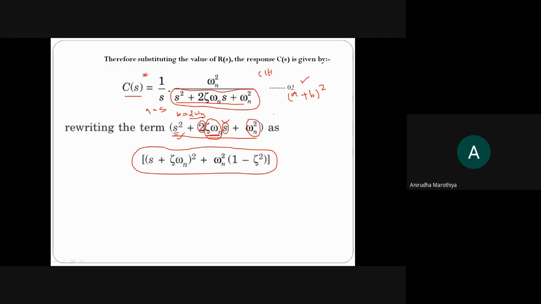So what do we need to do? We need to add (zeta omega n) whole square in this particular term. Because we have added (zeta omega n) whole square in this expression, which is not available, definitely we need to provide the same magnitude but opposite sense. So we need to add plus (zeta omega n) square in this expression, and at the same time, we need to subtract (zeta omega n) whole square from the same expression. That means you have to add plus (zeta omega n) whole square, and at the same time subtract minus (zeta omega n) whole square.